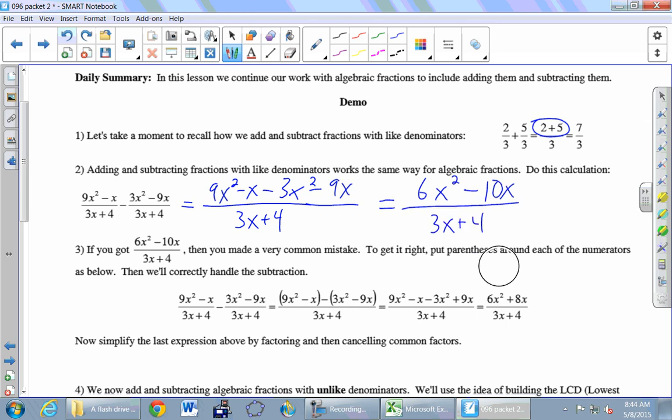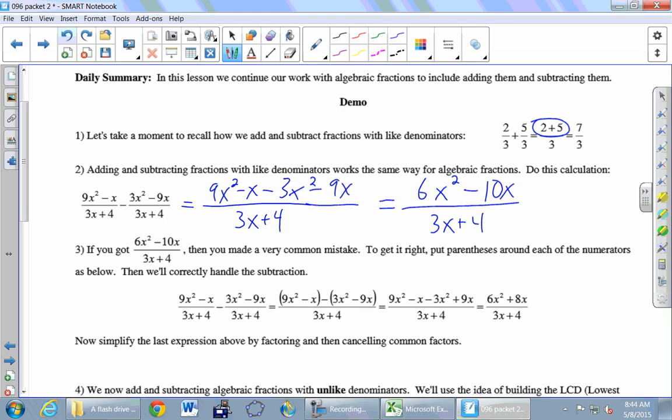Again, notice that denominator didn't change. It didn't become like a 6x plus 8, right? You don't add the denominators. You definitely don't subtract the denominators. That would give you a 0. You just copy the denominator. So far, so good. Okay, so one problem is that this is not the right answer.